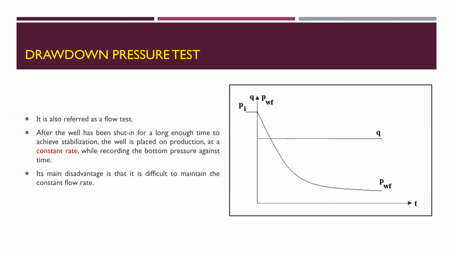In the drawdown pressure test, we are supposed to put the well on production at constant rate for a period of time. During that, we are recording continuously the bottom hole flowing pressure response. What is difficult, or the disadvantage of this test, is that it seems to be difficult from a practical point of view, maintaining the flow at constant rate along the history of the well.